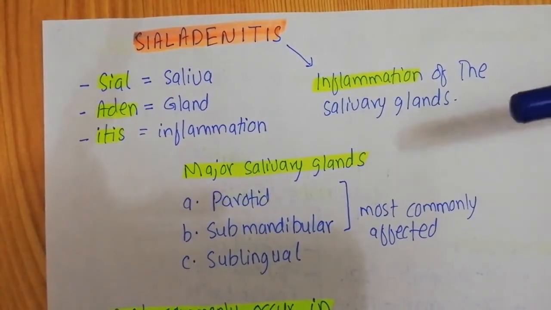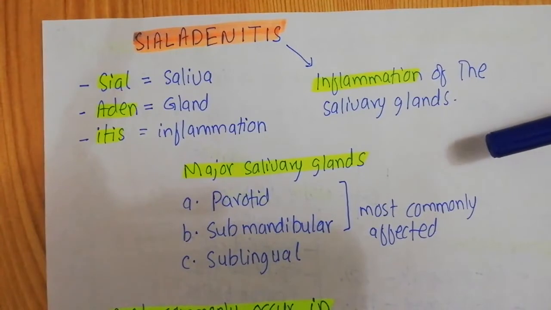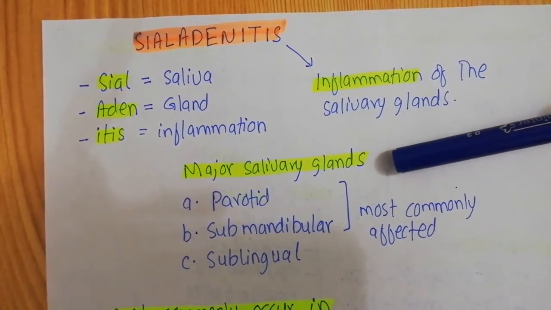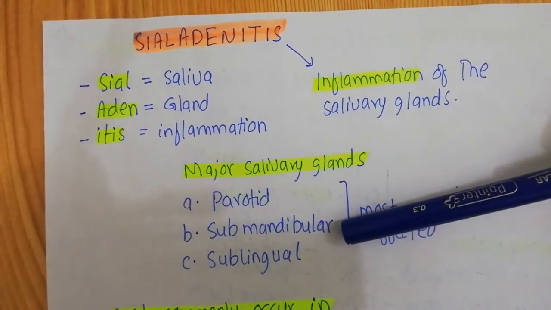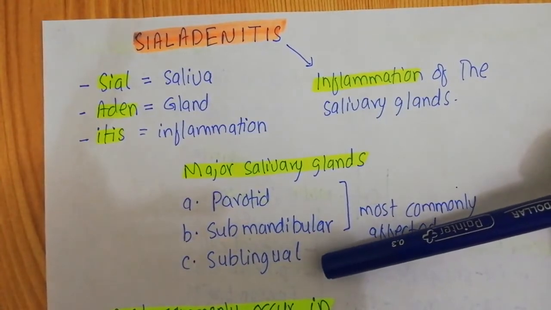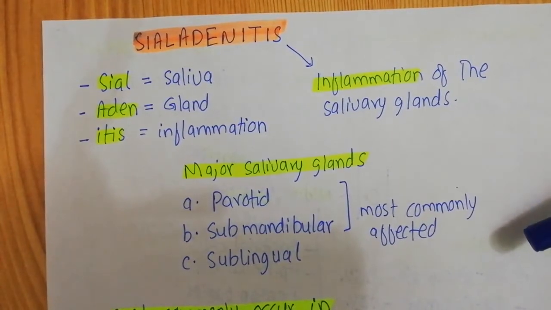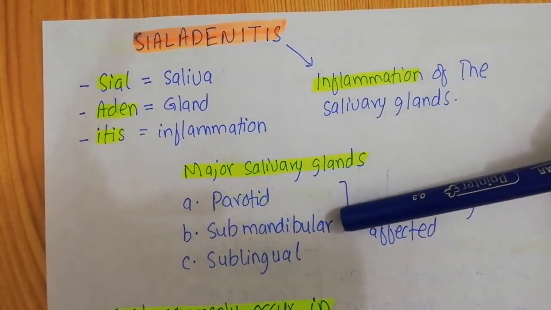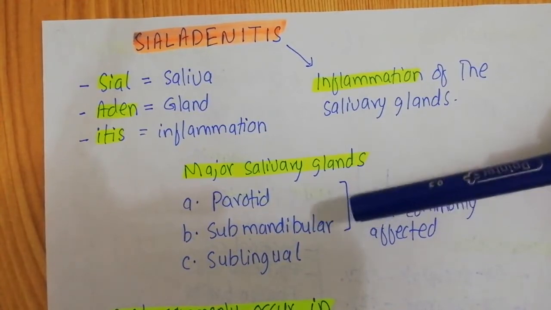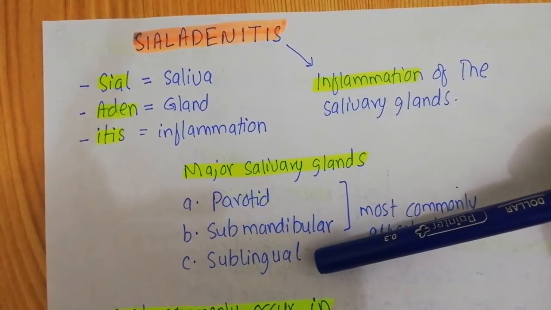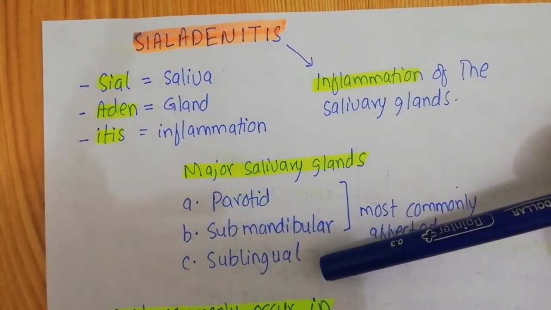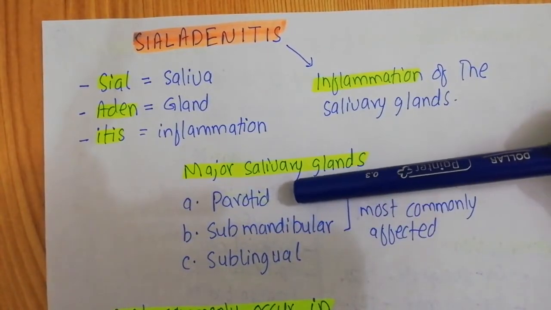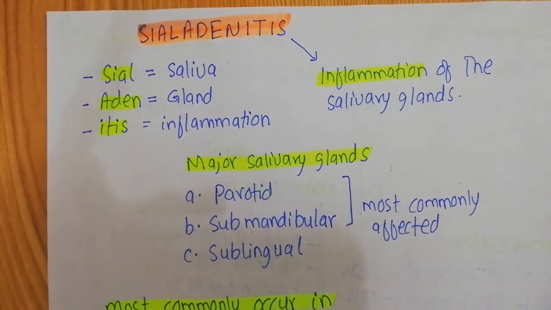Now there are major and minor salivary glands in human beings, and there are three types of major salivary glands: the parotid gland, the submandibular gland, and the sublingual gland. Sialadenitis most commonly affects the parotid and the submandibular glands, and less commonly the sublingual glands. It doesn't mean that the sublingual gland is not affected, but in most cases the inflammation occurs in the parotid and the submandibular glands.